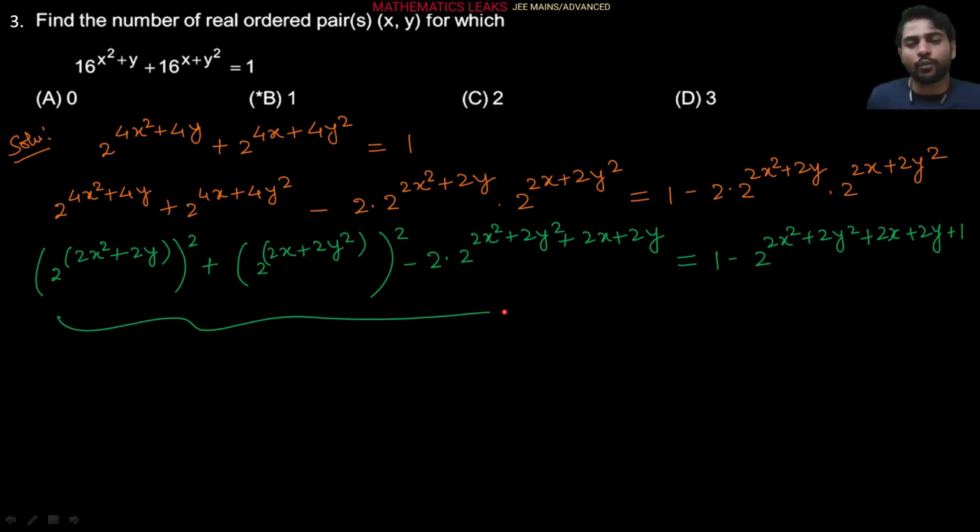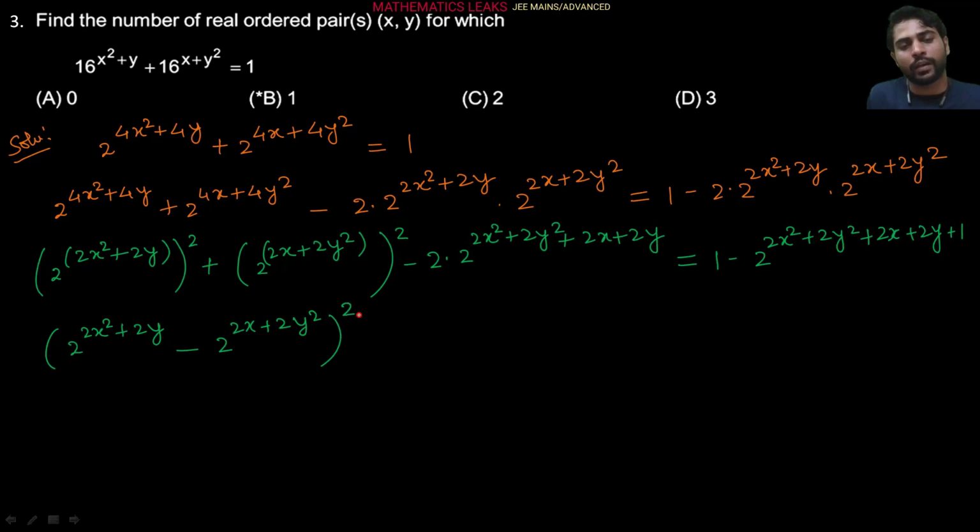So on the left side of the equality, this one part is nothing but the whole square of 2 to the power 2x square plus 2y minus 2 to the power 2x plus 2y square, whole square. Isn't it? This is a square plus b square minus 2 times a into b. It is written here, right? In this way, we can write this other part also. Clear? So this is the whole square of this, which equals 1 minus 2 to the power 2x square plus 2y square plus 2x plus 2y plus 1. Is it clear, everybody?